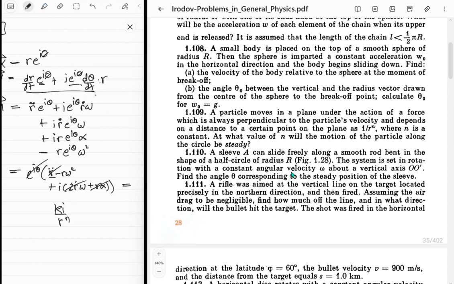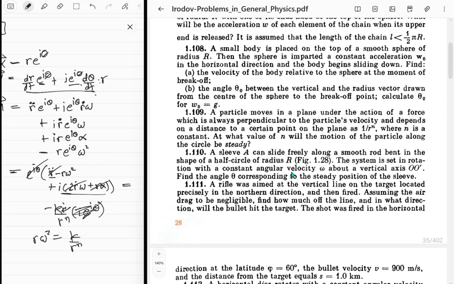Oh, sorry, ki times i e power i theta. And then you cancel this away. So it should be negative k upon r power n. So this cancels away completely. That's justified because there's no imaginary number right there. And then you just got r omega squared is equal to k upon r power n.